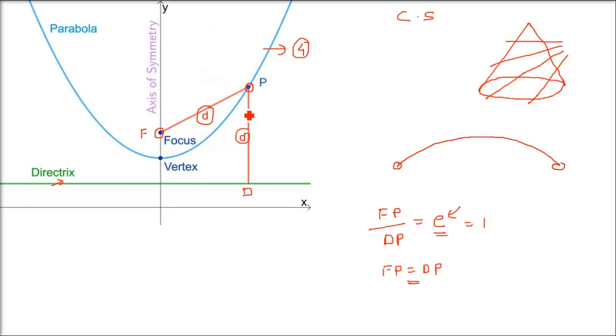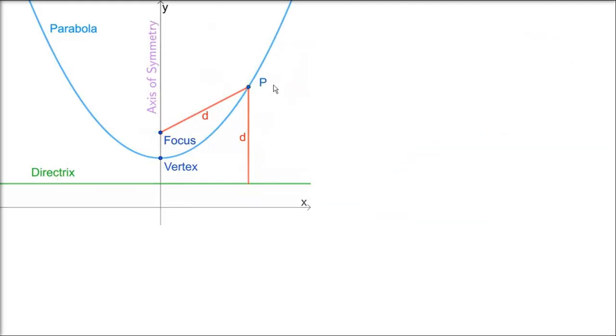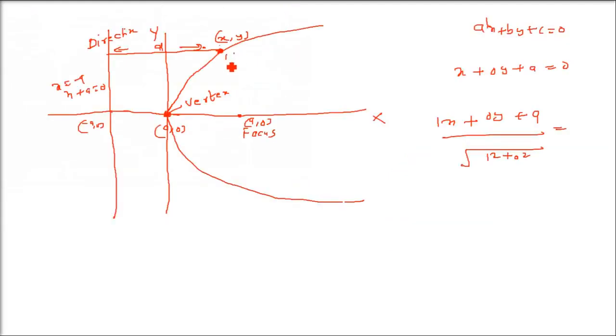Let us call this point P, F and D. So this is P, this is D, and this is F. So let us join it. This is the perpendicular distance of x, y from the directrix. So it will be x plus a divided by the square root of 1 square plus 0 square, that is 1, and the square root of 1 is 1. So PD is x plus a.